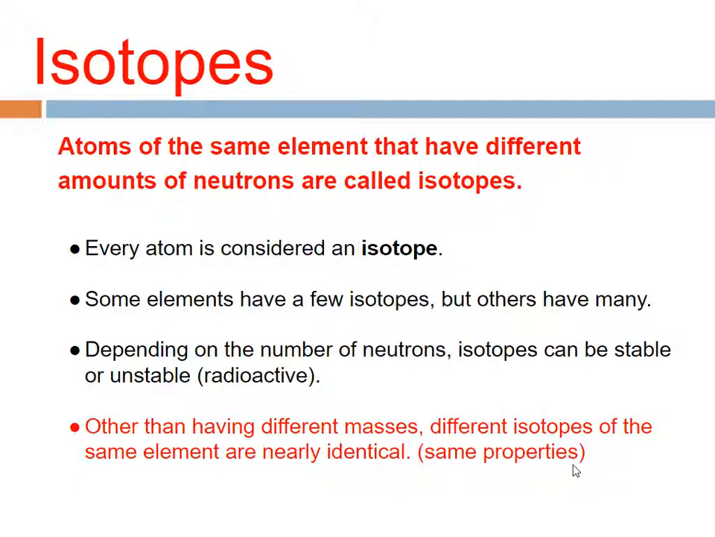Some elements have lots of isotopes, others don't have very many. Depending on the number of neutrons, an isotope can be stable or it can be unstable. We'll talk about that more in our radioactivity unit. Besides having different masses and maybe being stable or unstable, different isotopes of the same element are nearly identical and have all the same properties.